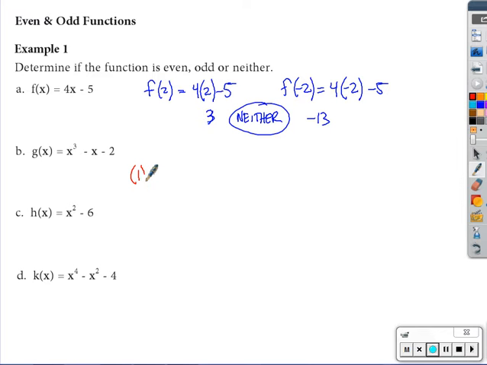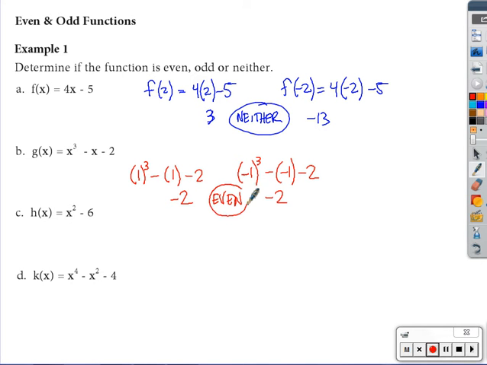So if I plug 1 in for x, and then I plug negative 1 in for x, and I solve each of those. 1 cubed is 1, minus 1 is 0, minus 2 is negative 2. Negative 1 cubed is negative 1, plus a negative 1 means adding a 1 to that. So that's 0 minus 2 is minus 2. Therefore, even. Negative 2 and negative 2 are the same number, so that function is even.